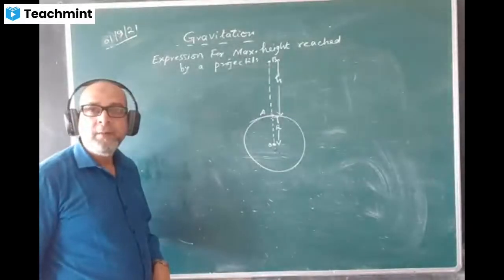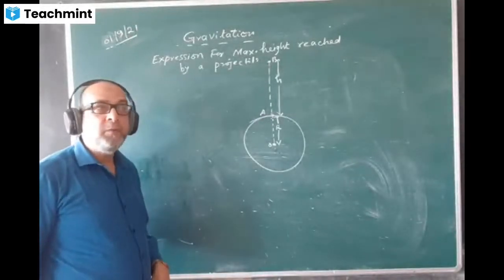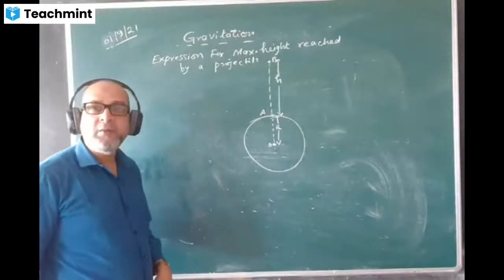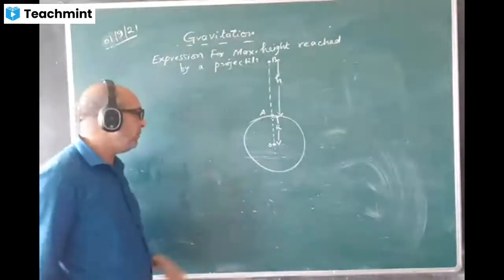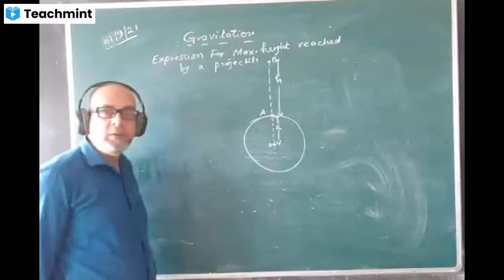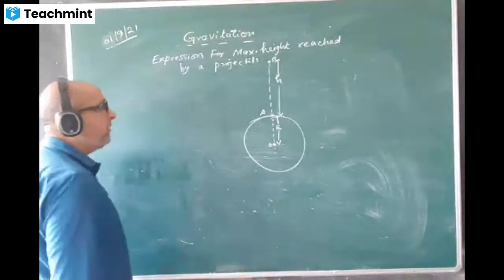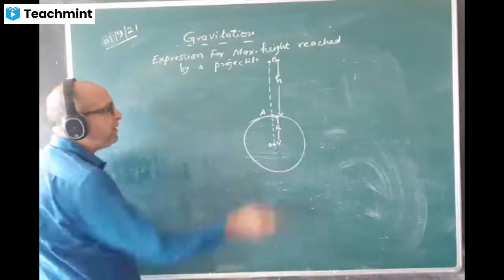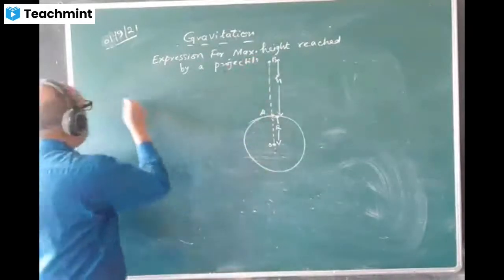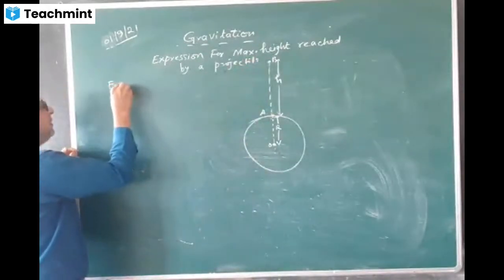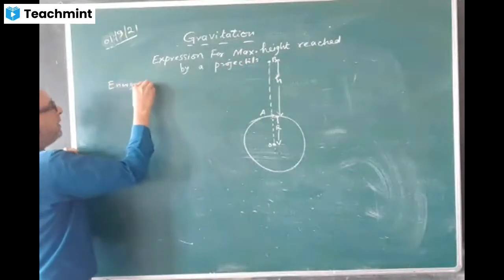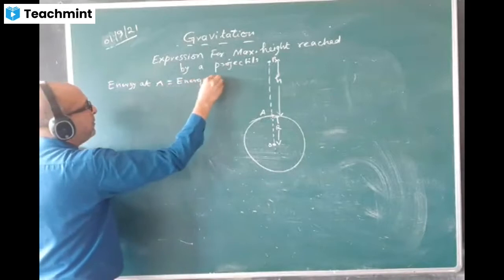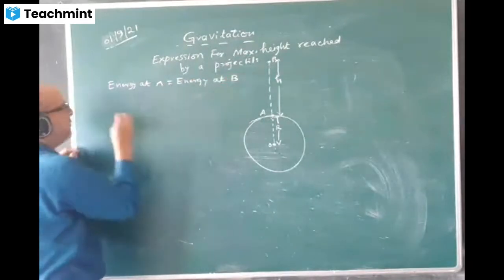We will not use that formula, V square is equal to U square plus 2GH. That formula we will not use. Let us see how the formula changes now. We know that the energy at all points is equal. We write energy at A equal to energy at B. We will write this first.